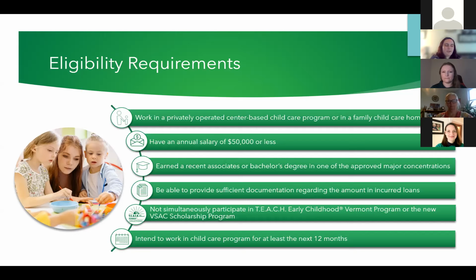For an average of 30 hours per week for 48 weeks a year. So this does mean that you can work at more than one childcare program to add up to that 30 hours. So if you have part-time hours at one place, you can work at a second place. With that being said, that also means that your annual salary should be $50,000 or less. That is the total of the childcare programs that you work for.